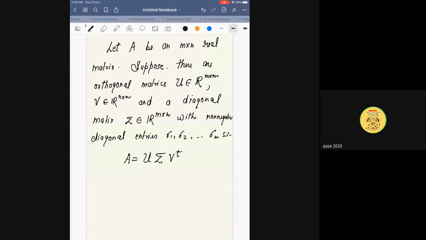So any matrix A, which is an m cross n matrix, can be factorized into three matrices, where U and V are the orthogonal matrices and sigma is a diagonal matrix. We say that it is a singular value decomposition. Okay, so now I will start to prove this result. We need some preliminaries. So first I will start with the four fundamental subspaces.